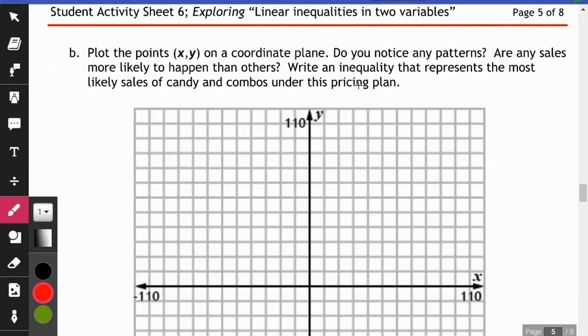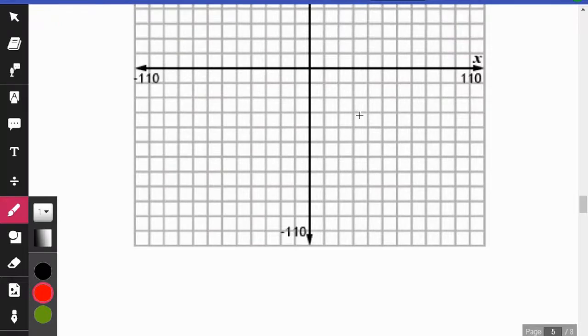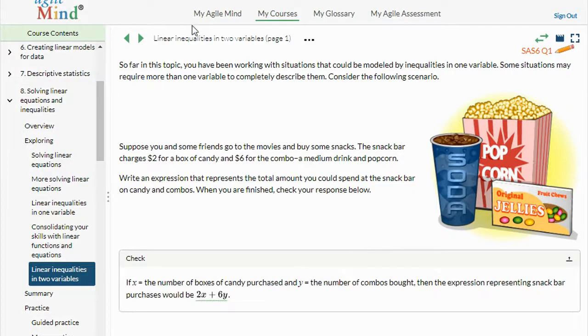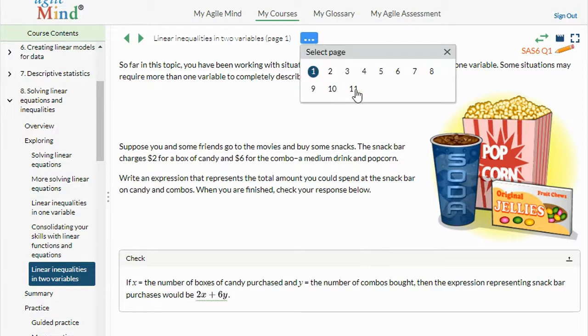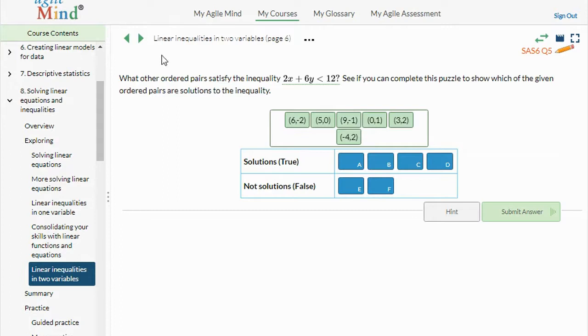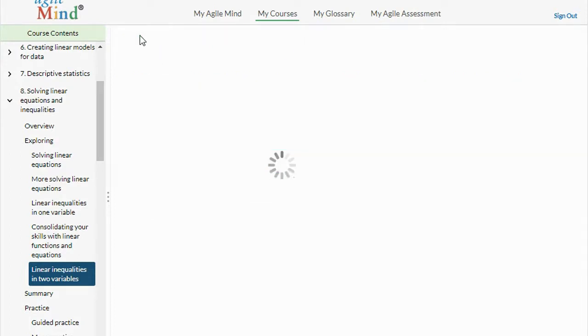So, plot points on the coordinate plane. Okay, do you notice anything? Are there any sales that are more likely to happen than others? Write an inequality that represents the most likely sales of candy and combos under this pricing plan. I'm going to have to go in and look. They're being really fancy here, and it's not very clear what they want. So we're going to skip to 6 and see if that's where we're at. We are past there.